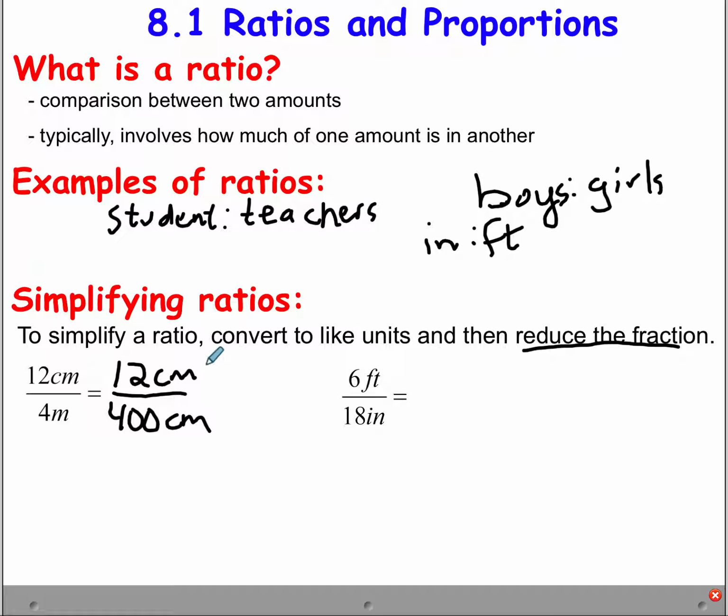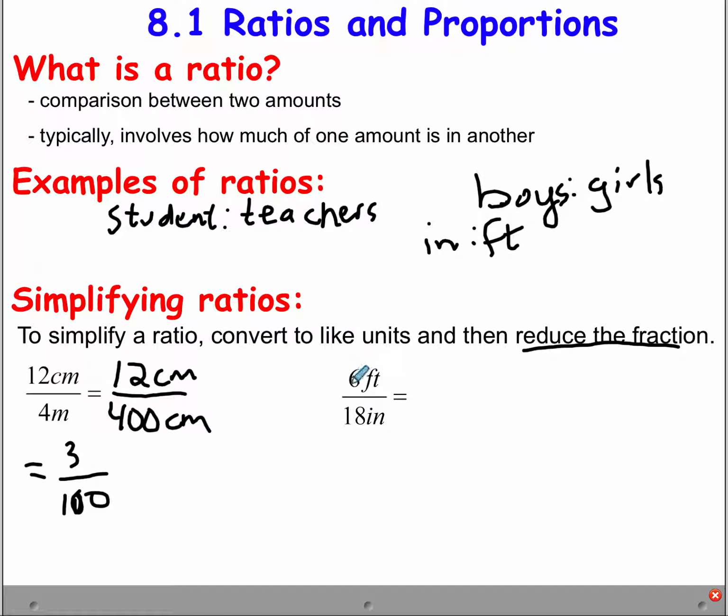So you can plug this into your calculator, or you can just divide by 2. I would get 6 over 200, divide by 2 again, I would get 3 over 100. So our ratio here would simplify to 3 over 100. What about 6 feet to 18 inches? Once again, I need to convert both of these to like units so that their units are the same, and then reduce the fraction. So I'm going to convert feet to inches.